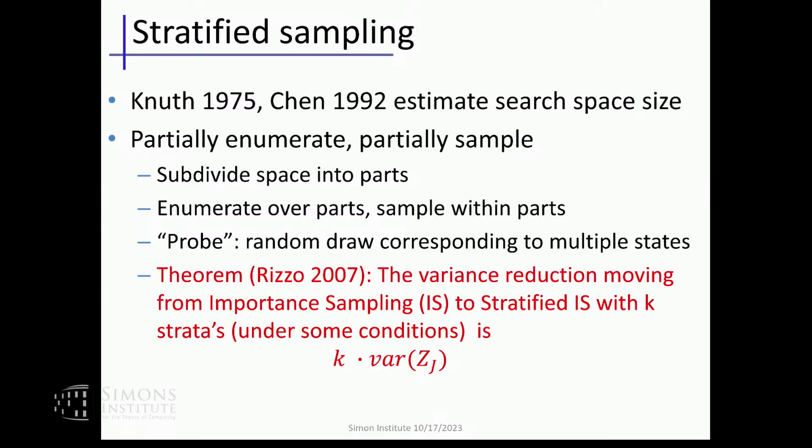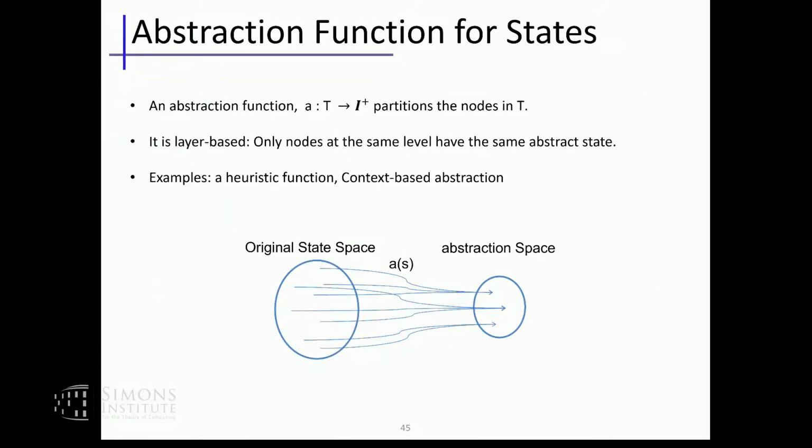it reduces the variance. So Rizzo proved that if you are moving from regular importance sampling to stratified importance sampling, you can reduce the variance by the number of strata, the number of elements of strata that you have, and the variance in between the strata. So what we are doing is similar, and I will show you an example.